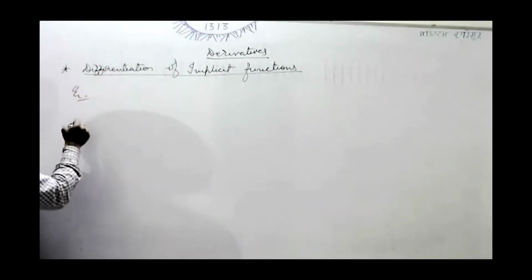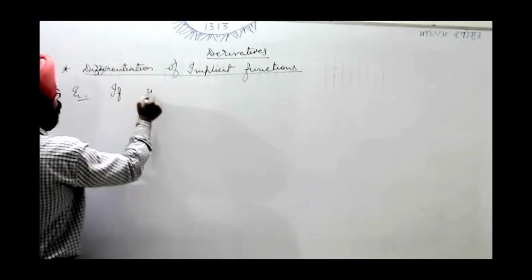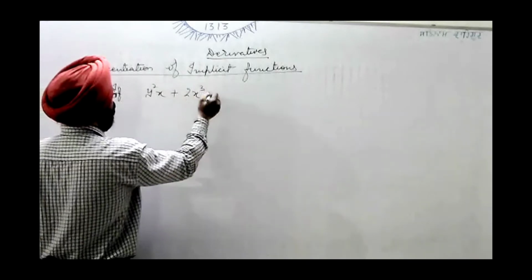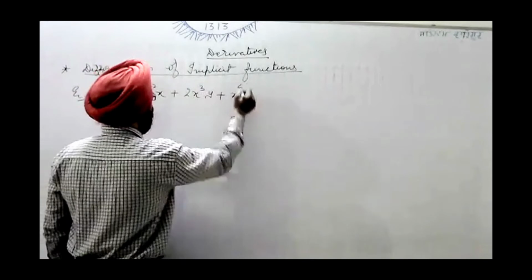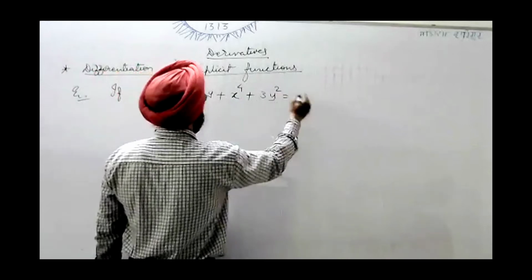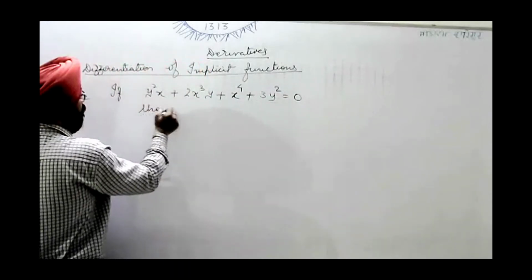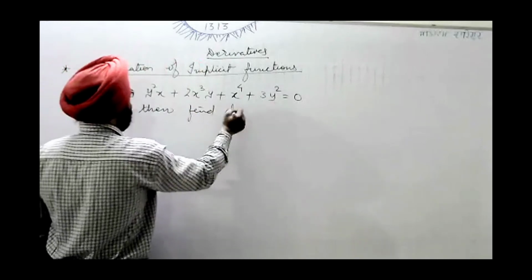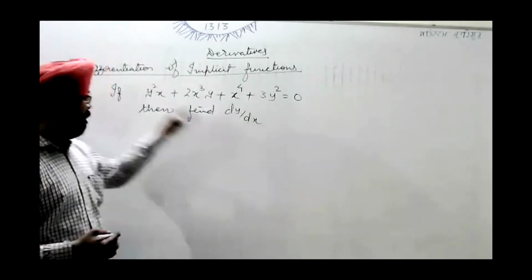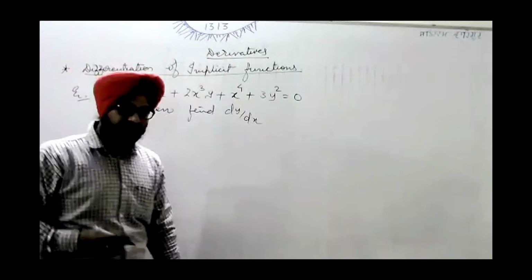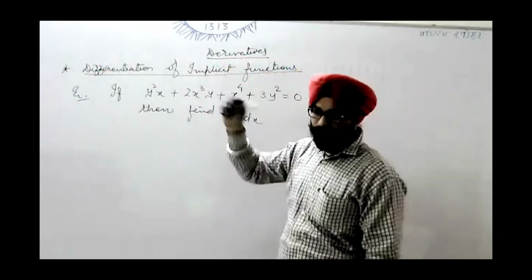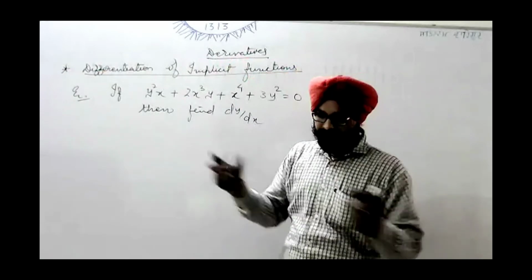Like for example, if y square x plus 2x cubed y plus x to the power 4 plus 3y square equal to 0, then find dy by dx. Now you see an equation consisting of the terms of x and y. Its basic meaning is we cannot separate them as a single term. I cannot write this relation as y equal to or x equal to. They are mixed with each other.